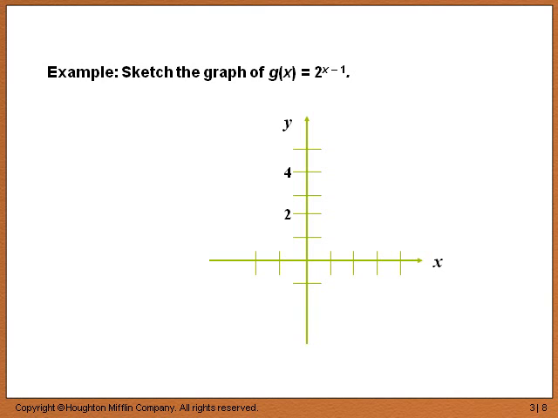Now let's look at g of x, the function 2 to the x minus 1. And this time, the minus 1 is right next to the x. It's part of the exponent. Let's see what type of effect that has on our graph.